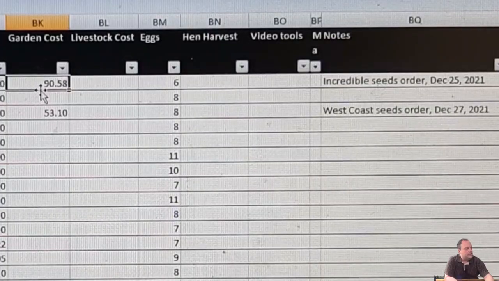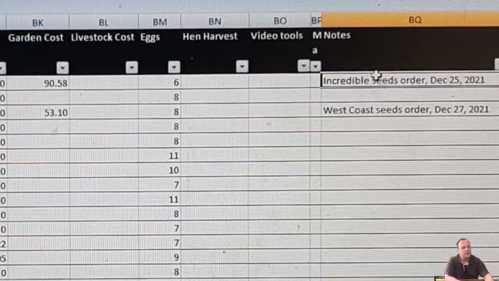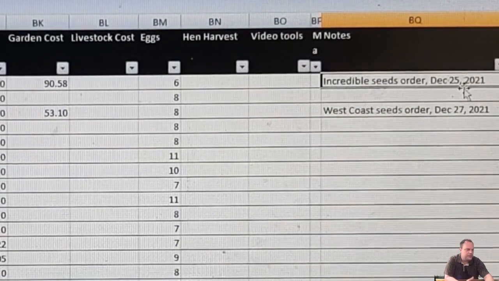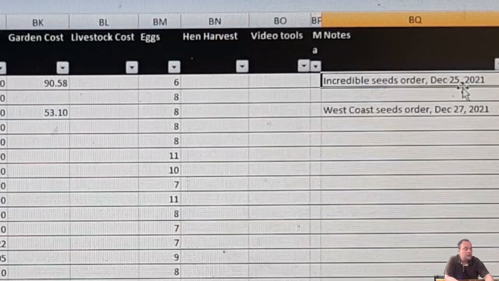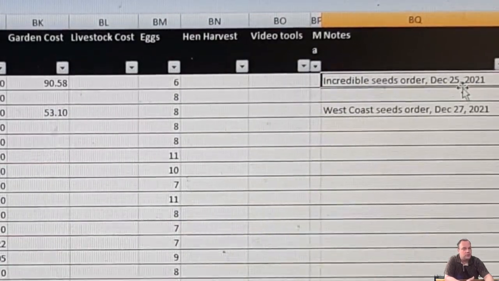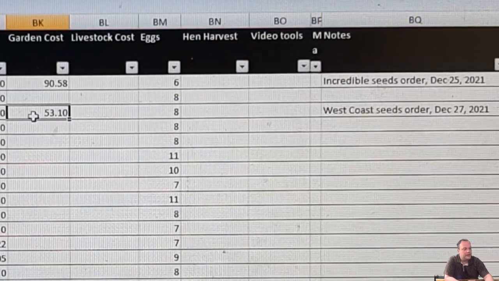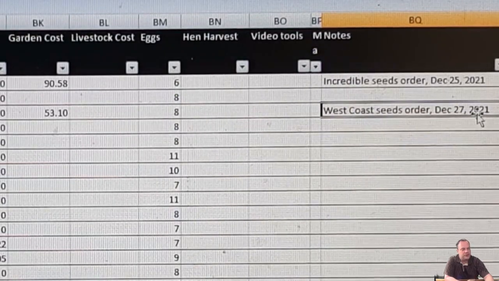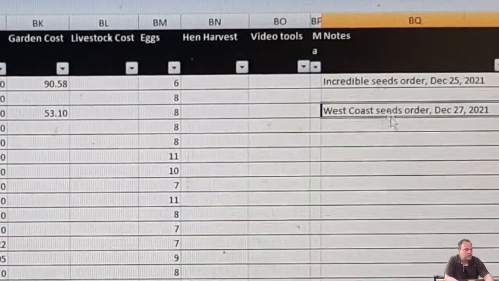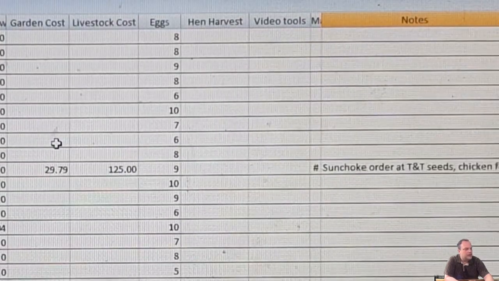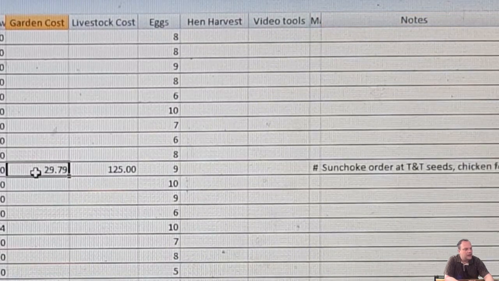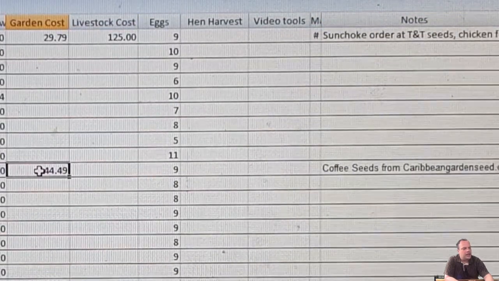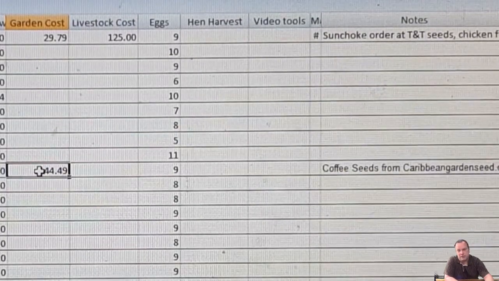Now, 1958. I put that here, and then I put over in notes, it's an Incredible Seeds order from December the 25th, 2021. But I put it over on this year, over on 2022, because it was for 2022. And also the West Coast Seeds order, I ordered it on December the 27th, but I put over into 2022 because it was for 2022. Then I go down further, I bought sunchokes and chicken feed. Here's where I bought the coffee seeds from the Caribbean Garden Seeds, and they haven't sprouted yet.